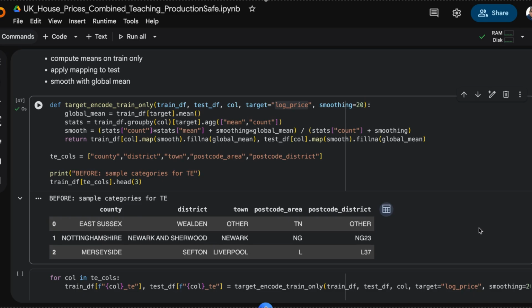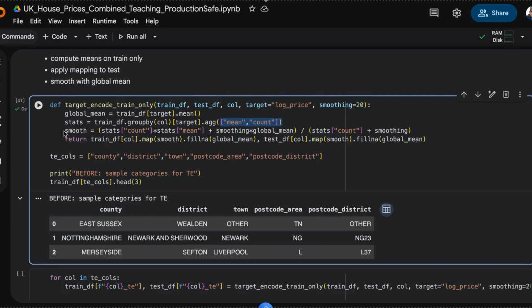The danger arises when we compute averages using the entire dataset. If we calculate the mean log price for each town using both training and test data, we leak future information into the model. The model would effectively know the average future price of each category. That would inflate performance artificially. We compute the global mean of log price, and the mean and count per category. These statistics are derived exclusively from historical data.